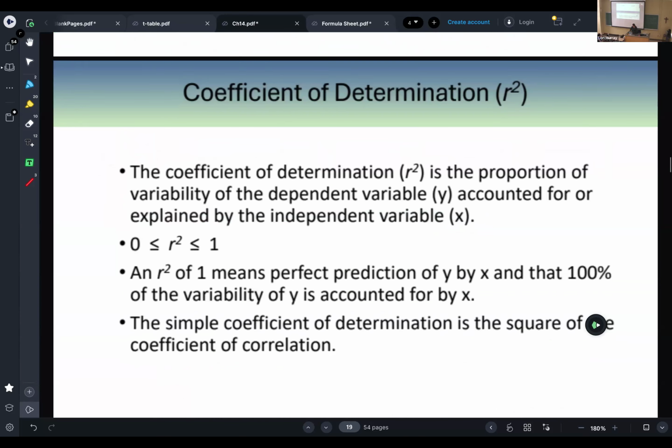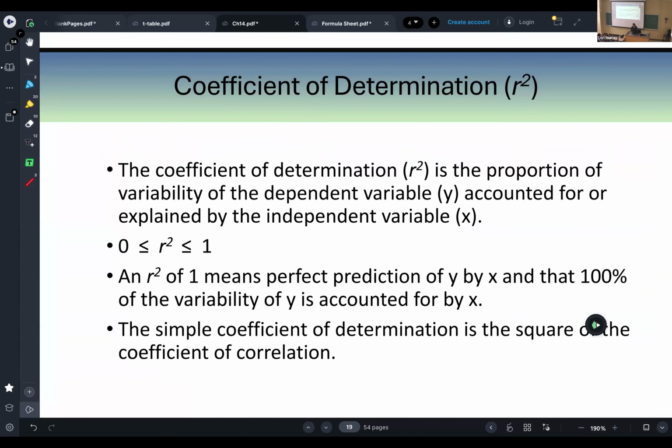Yeah, so that takes us to R squared. We usually just call this R squared.